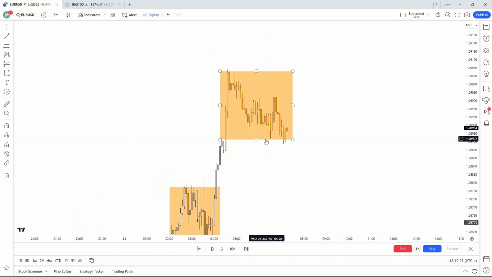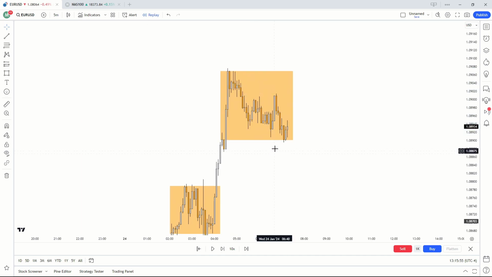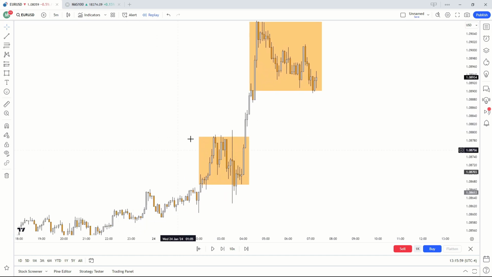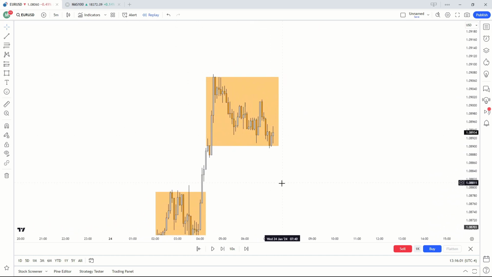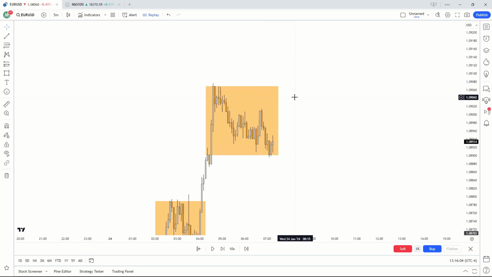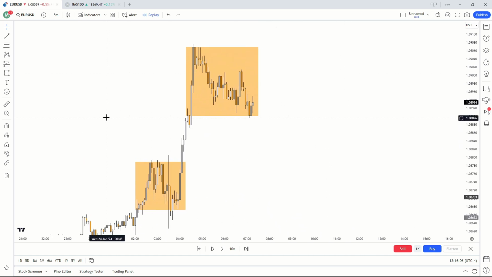Now what are our steps for entering? We want to see market manipulate this to the downside for our instance. So if we are looking for a buy model, we want to see market manipulate to the downside. If we are looking at a sell model, we want to see market manipulate to the upside. So what are we looking for? We are looking for this low to be taken out.